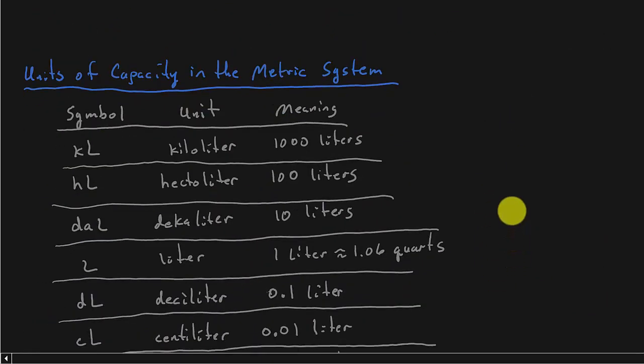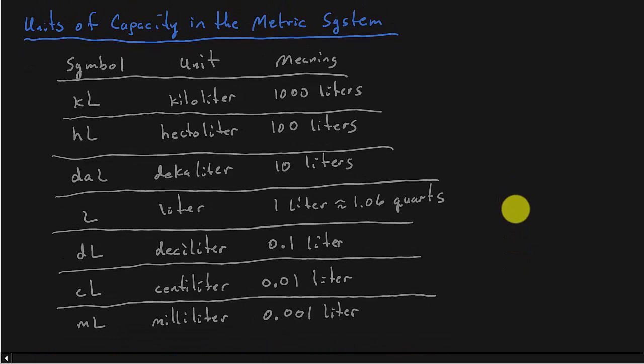All right, so units of capacity in the metric system. We've got kiloliters, hectoliters, decaliters, liters, deciliters, centiliters, and milliliters. Compared to liters, a kiloliter is 1,000 liters, a hectoliter is 100, and so on. I'm not going to read them all. We also have another little bit of information here: 1 liter is approximately 1.06 quarts. Okay.